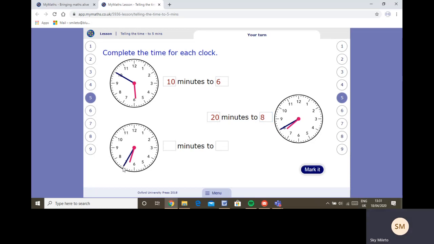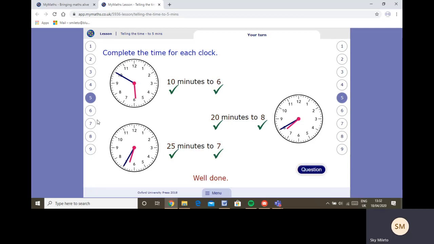This one is on the 7. I can count 5, 10, 15, 20, 25. It is 25 minutes to, not 26, 25 minutes to, and this is between the 6 and the 7. It's ever so slightly closer to the 7, so 25 minutes to 7.